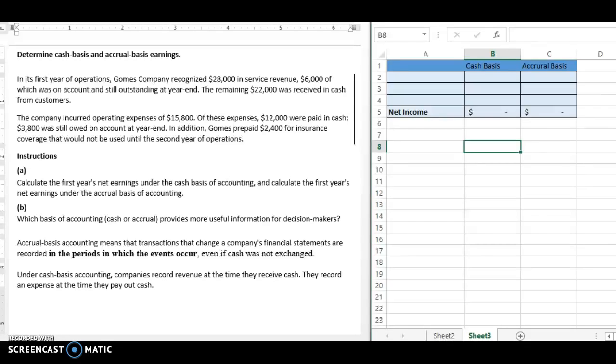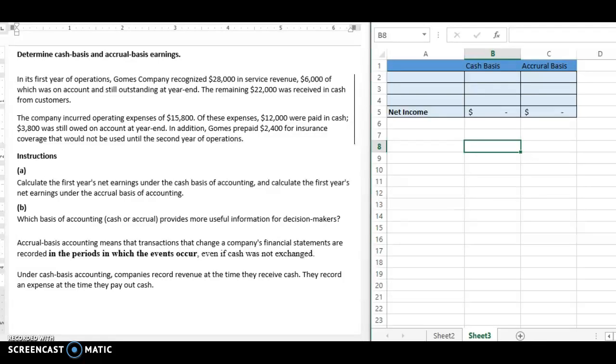This week we are covering Chapter 4, Example 5, and it is determining cash basis and accrual basis earnings. The problem is, in its first year of operations, Noam's company recognized $28,000 in service revenue, $6,000 of which was on account and still outstanding at year end. The remaining $22,000 was received in cash from customers.